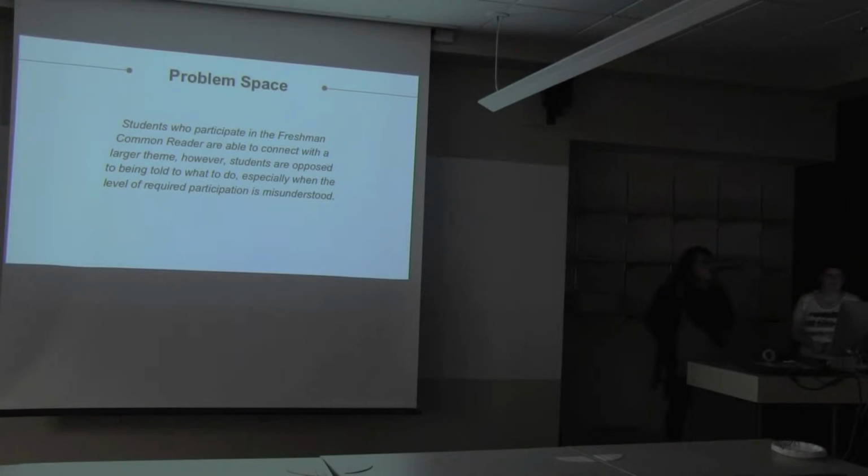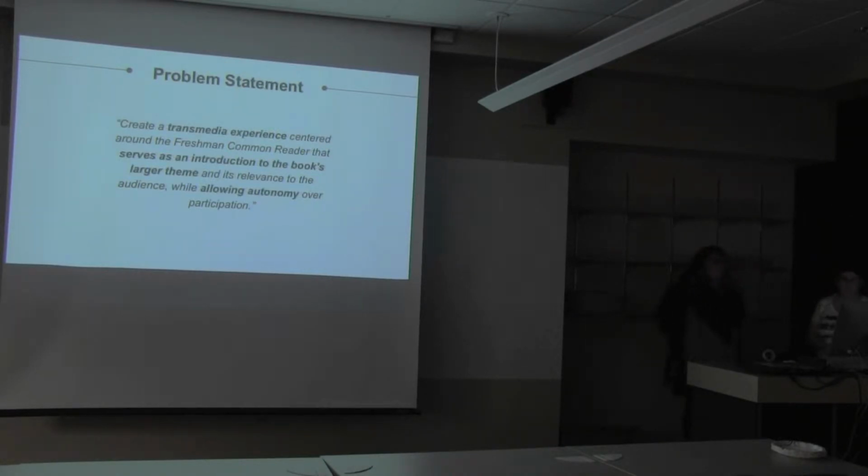So through research, we've identified a problem space for the freshman common reader that addresses constraints and issues we hope to solve. The problem is that students who participate in the freshman common reader are able to connect to a larger theme. However, students are opposed to being told what to do, especially when the level of required participation is misunderstood. To solve this, we hope to create a transmedia experience centered around the freshman common reader that serves as an introduction to the book's larger theme and its relevance to the audience, while allowing autonomy over participation.